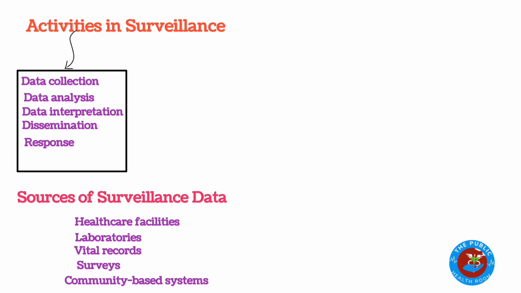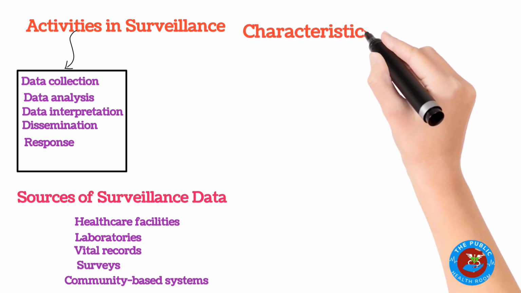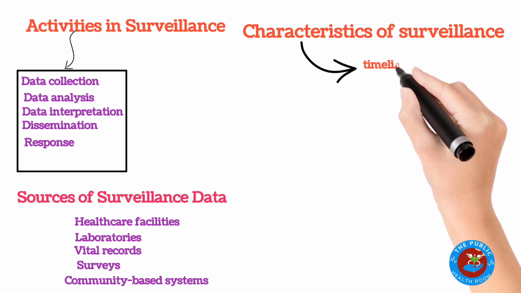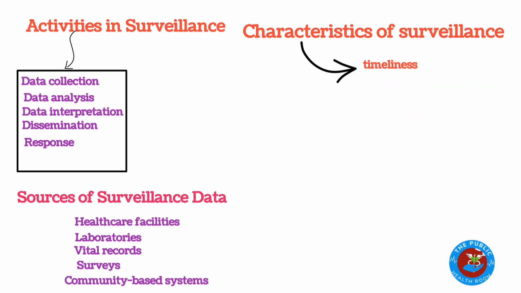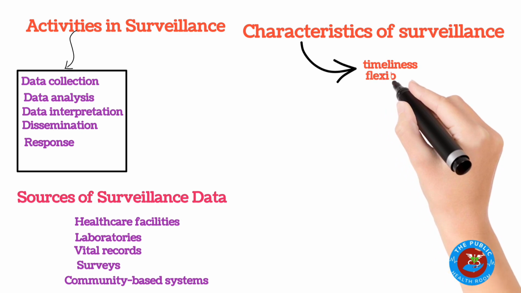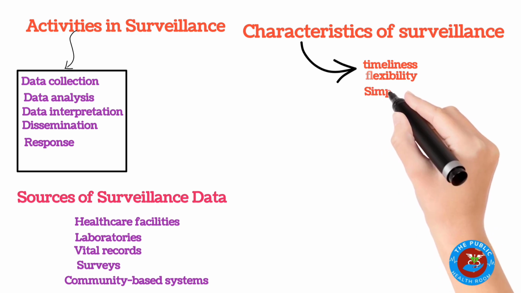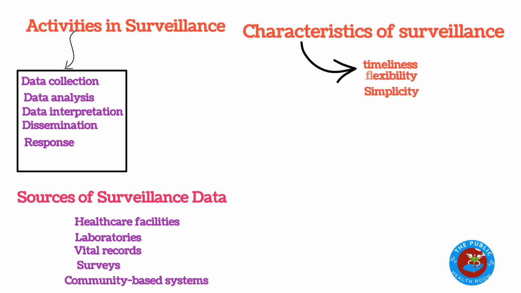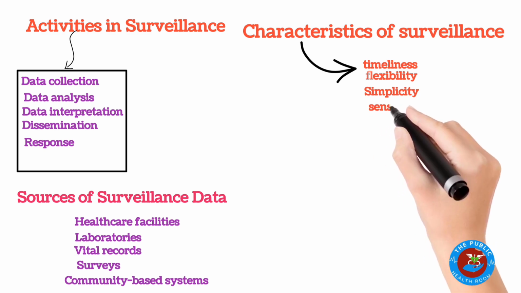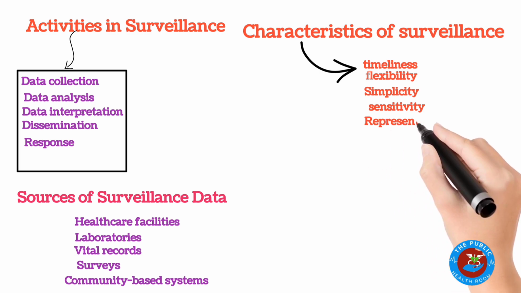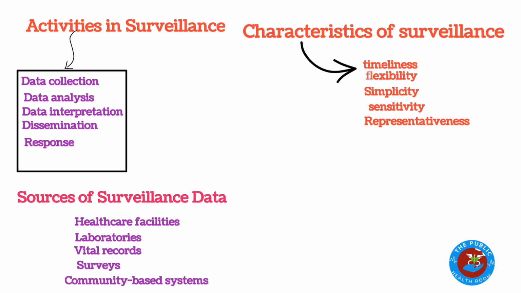Characteristics of surveillance systems. A good surveillance system must have the following characteristics. 1. Timeliness. Data must be collected and analyzed quickly. 2. Flexibility. The system should adapt to new health threats. 3. Simplicity. Complex systems can lead to errors and inefficiencies. 4. Sensitivity. The ability to detect even small changes in disease trends. 5. Representativeness. Data should reflect the true health status of the population.